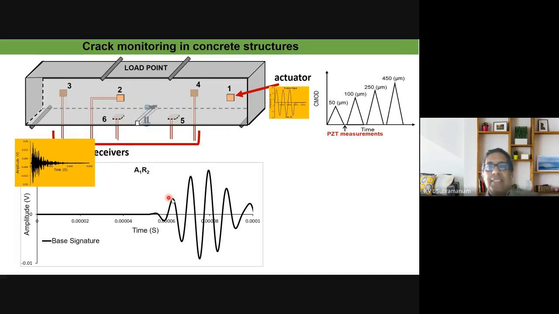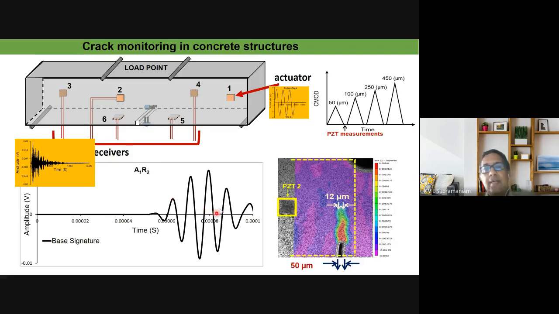So this is the baseline signature that we send into the actuator, and then we listen to the signal as we receive it at different receivers. So this is the PZT patch 2, which is sitting on the other side of the crack here. Now this is the notch, so the crack would grow from here. We are sending the signal in 1. This is the input signal, and the received signal at patch 2, when this is the cracking. So when the crack opening at the bottom was around 40-50 microns, this is the crack that has formed, and in the stress wave path, the crack opening was about 12 microns. So this is the change that was recorded in the receiver, which was station 2.